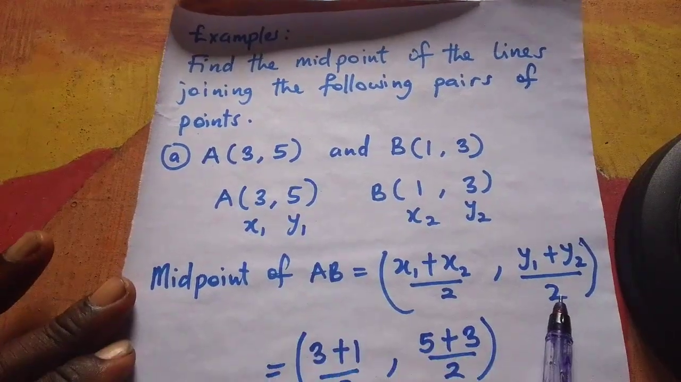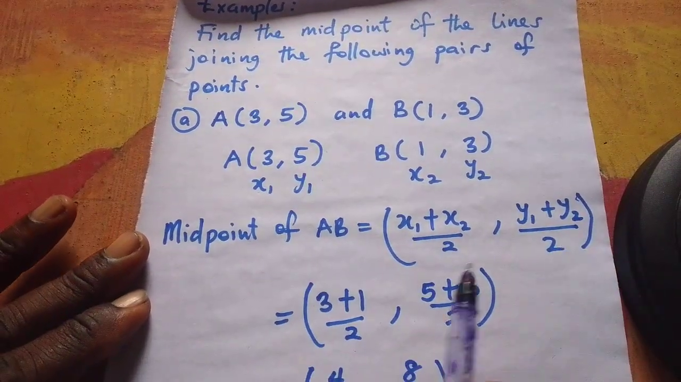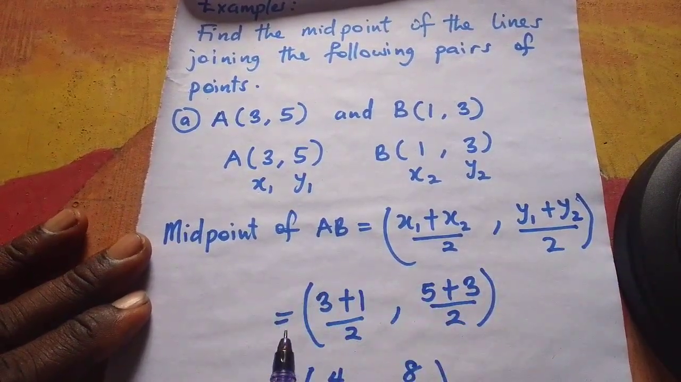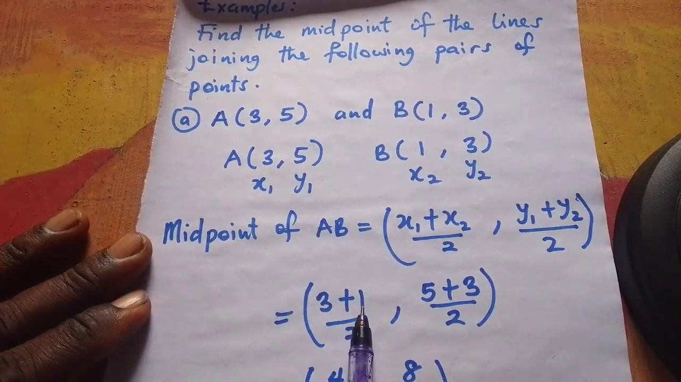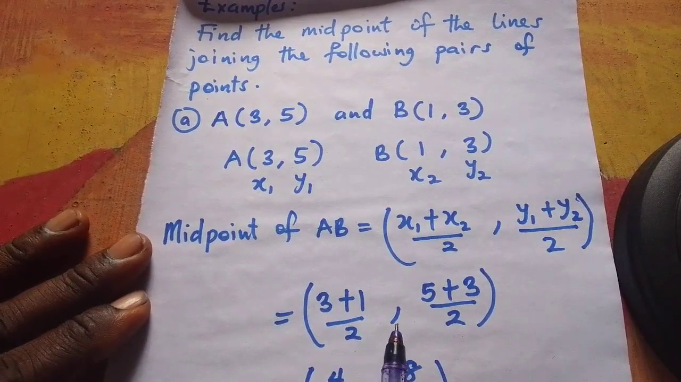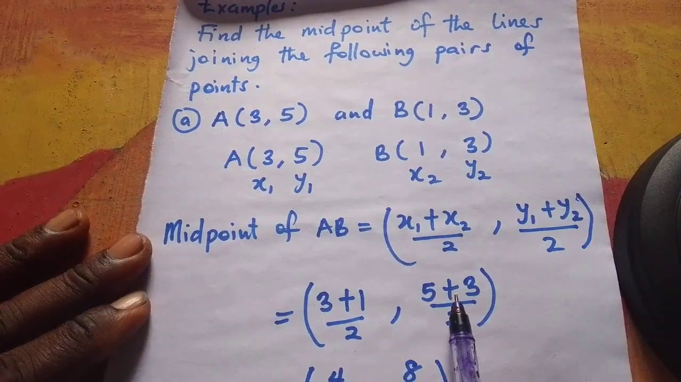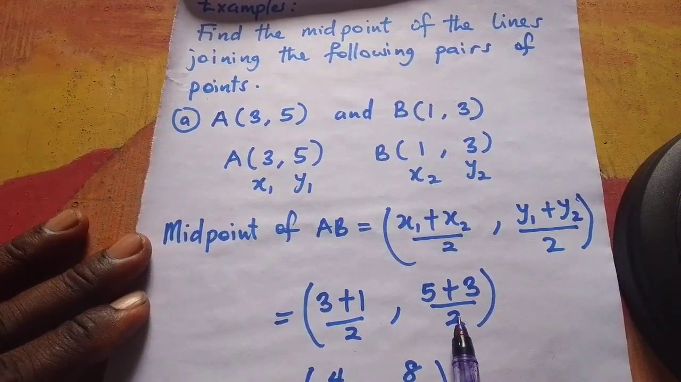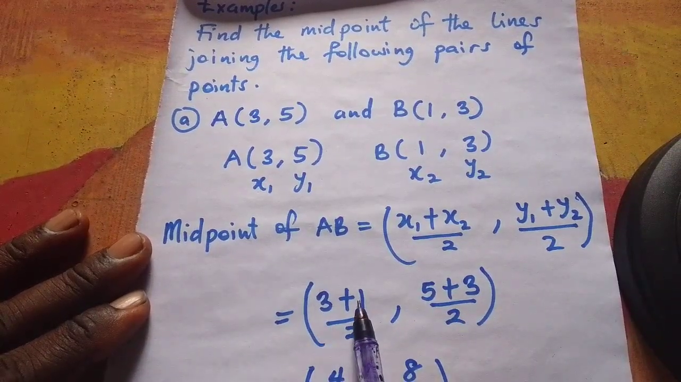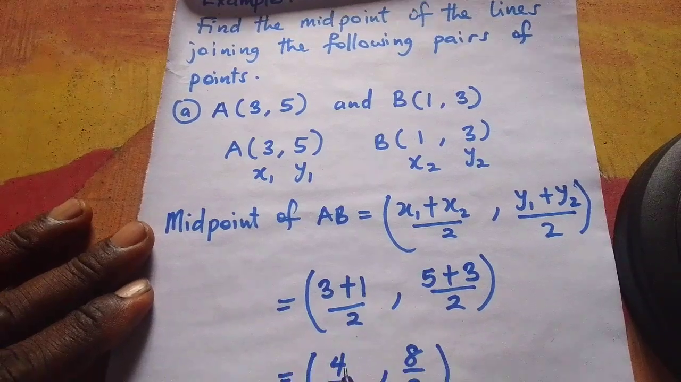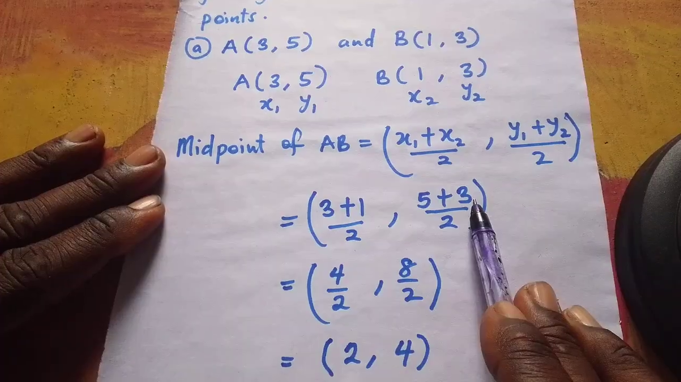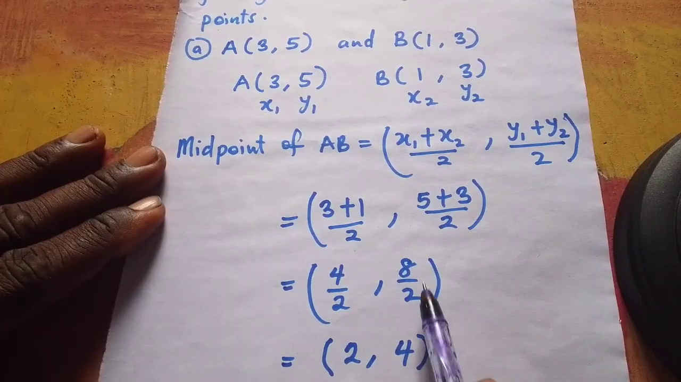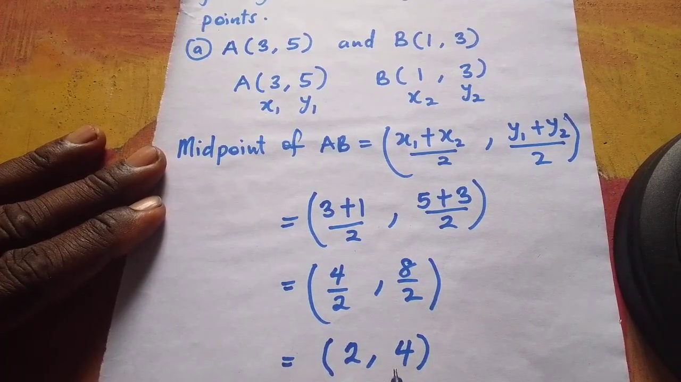So the midpoint of the coordinate of A and B will be what? x1 is 3 plus x2 is 1, then divided by 2. Then y1 is 5 plus y2 is 3 divided by 2. 3 plus 1 is what? 4. 4 divided by 2 will give us 2. Then 5 plus 3 is what? 8. 8 divided by 2 will give us 4.